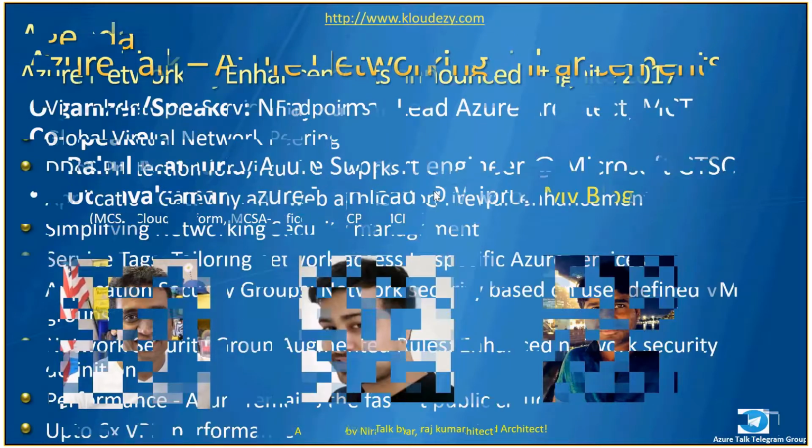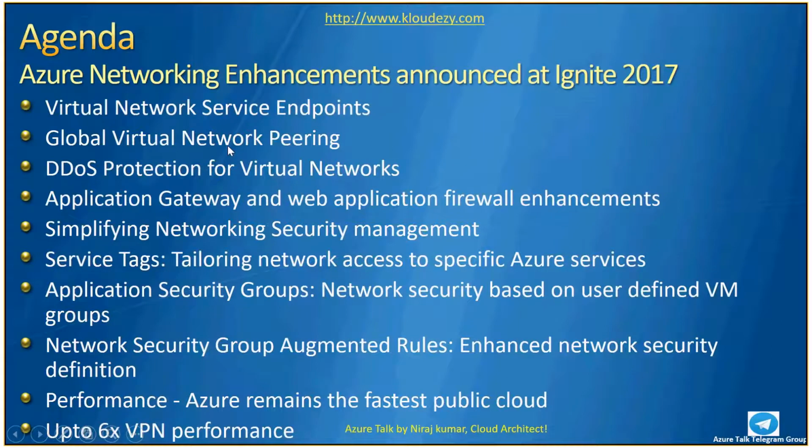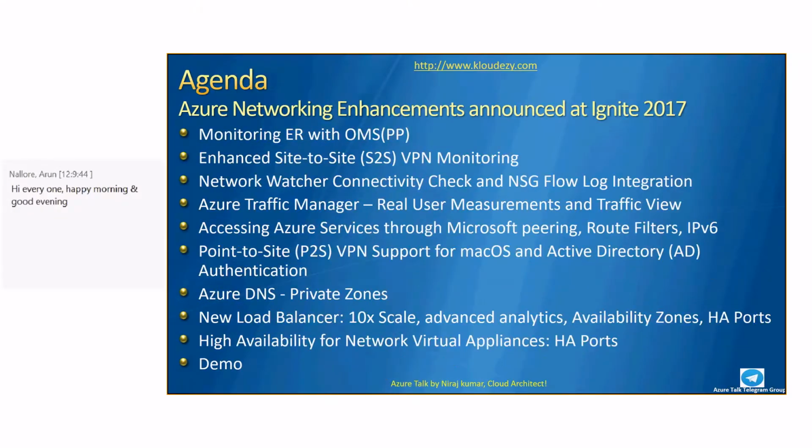So in the past, we have talked about the Azure networking enhancements introduced in Ignite 2017. We discussed virtual network service endpoint in a past session. Then we also talked about global virtual network peering, and DDoS and application gateway. Today, we will go through those topics which we didn't cover in our last session. I will be joined by Uday and Rahul to cover all those topics, and I will also be there to take any questions.